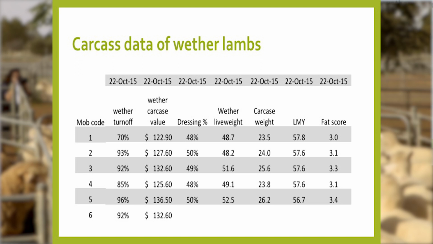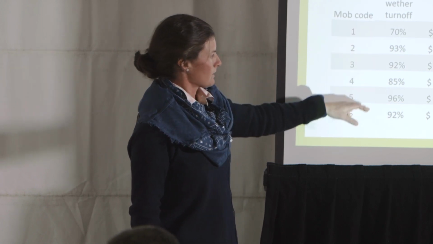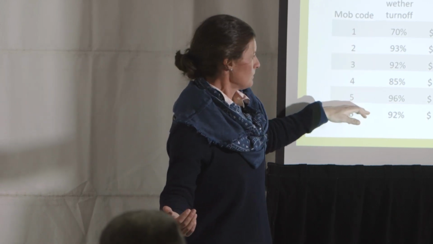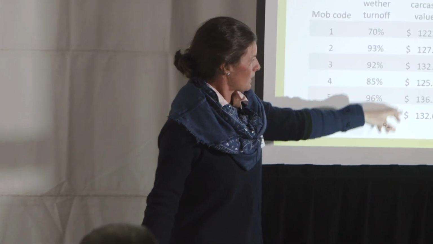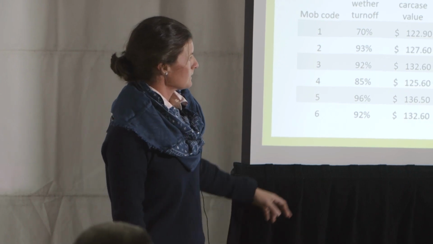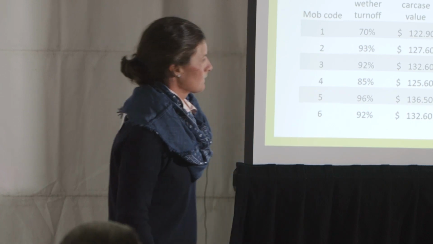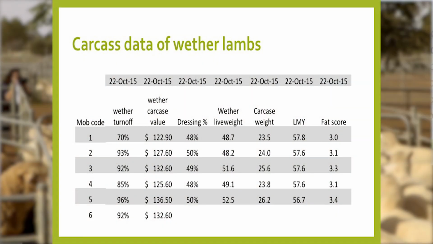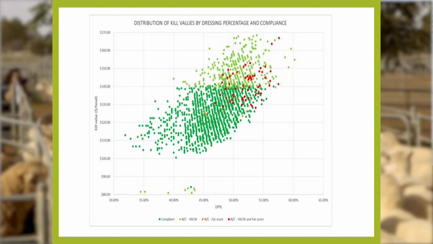That's why we're using EID. But this is down to the mob, the percentage of wethers that were turned off at that first kill. So quite a range, 96 to 70. The different carcass values of those wether lambs, the dressing percentages. We've got a live weight, obviously, before they got killed, a carcass weight, and then a lean meat yield, and a fat score.